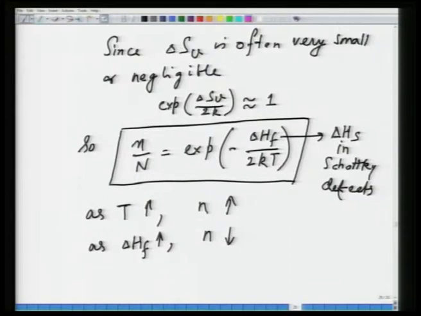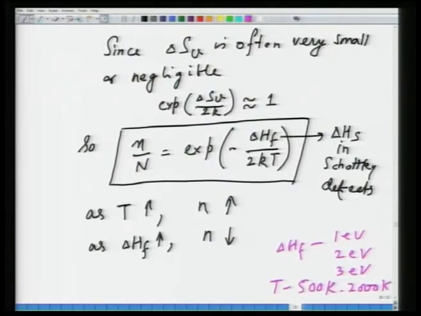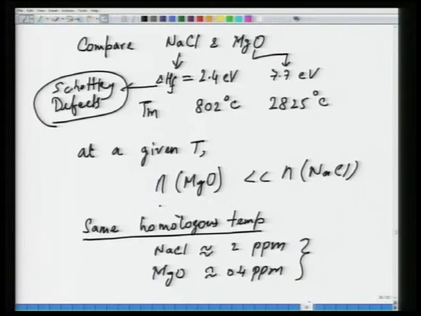This is something which you can look at in the formula, and then you can try putting in various numbers. For instance, you can try putting delta HF as something like 1 electron volt, 2 electron volt, 3 electron volt per atom, and then you can look at various temperatures from 500 K to 2000 K, just hypothetical cases, and you can work out what is N, and then you can see how the small n, that is the number of defects, changes as a function of these variables.